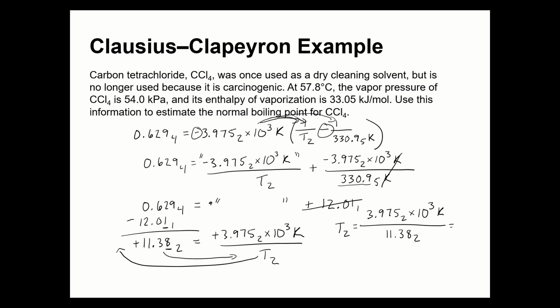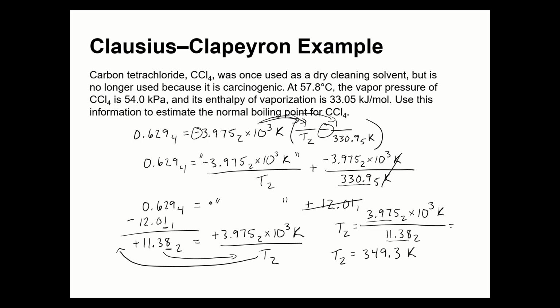Okay, so at the end of the day, you should get 300, and I'll write it down here, 349.3. And in terms of significant figures, it looks like we've still got 4 sig figs for all of these, so we've still got 4 sig figs in our answer, and that is in Kelvin.